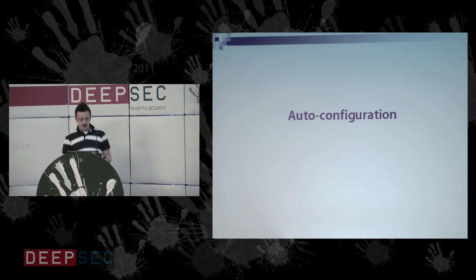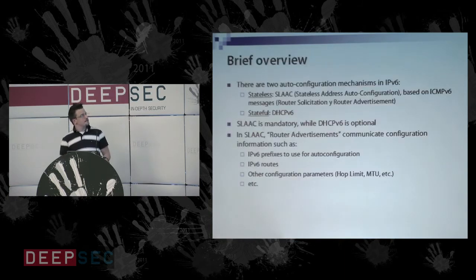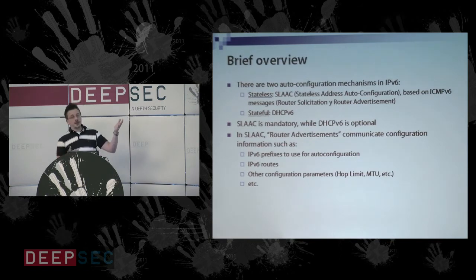A few words about auto configuration. In V6, we basically have two mechanisms for auto configuration. One of them is stateful, which is DHCP, analogous to DHCP version 4. And the other one is what's usually referred to as SLAAC, or stateless address auto configuration, which is based on ICMP version 6 messages. Essentially, the way SLAAC works is that when you connect the host to the network, it sends a request to any router that might be connected to the same network, and it gets all the configuration information in an ICMP message.